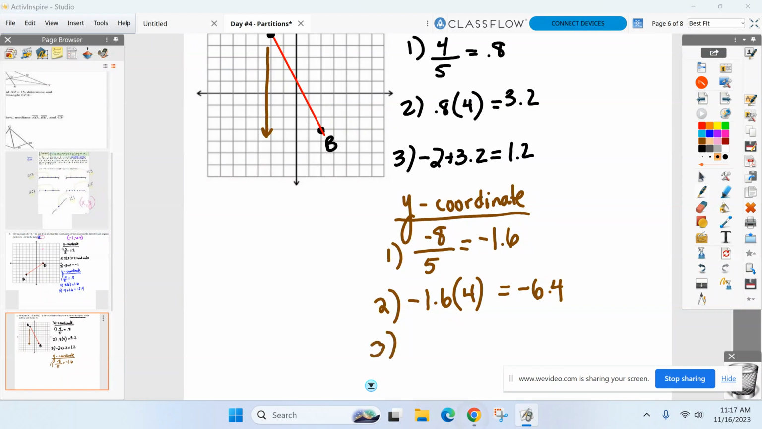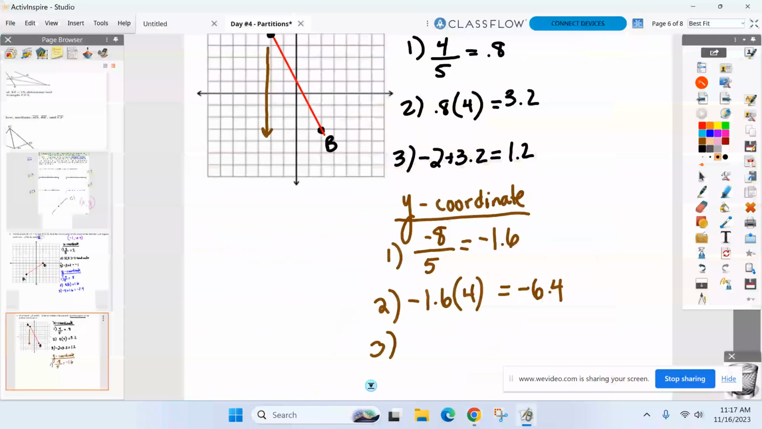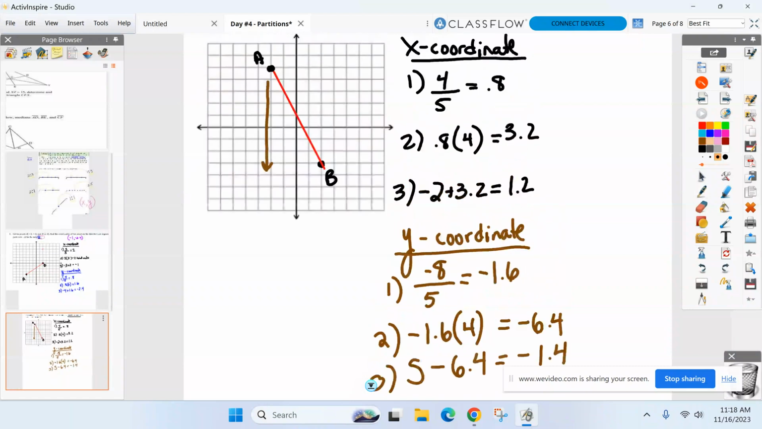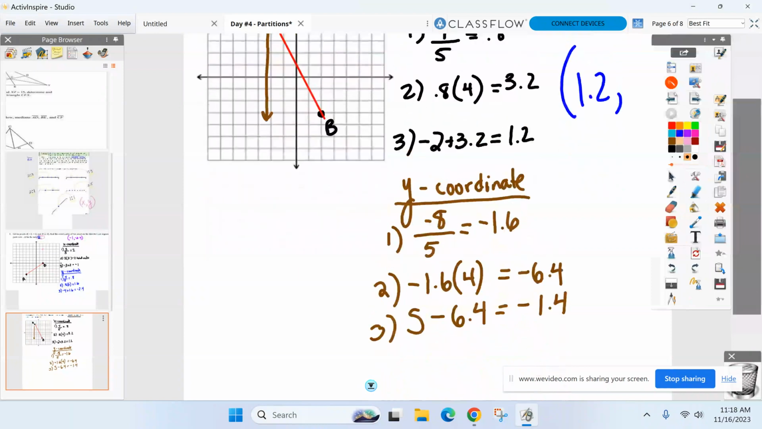And where did we start on the y-axis? Amy, where did we start? 5, right? So I'm going to go 5 down 6.4. So my y coordinate should be negative, did I get this right, 1.4? All right, we'll check though. I think my answer is 1.2, negative 1.4.